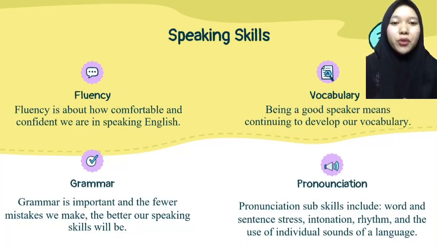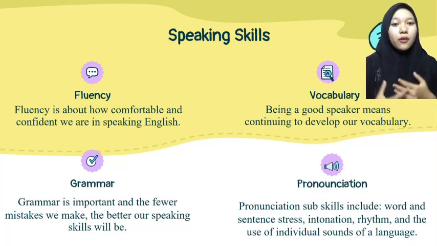Fourth is pronunciation. The basic rule of pronunciation is that the average speaker can speak and be understood. A skilled speaker can use pronunciation sub-skills to emphasize and make the communicative effect of their speech more impactful. Pronunciation sub-skills include word and sentence stress, intonation, rhythm, and the use of individual sounds of a language.